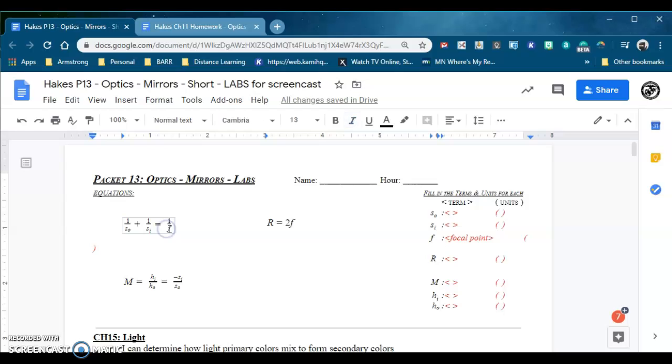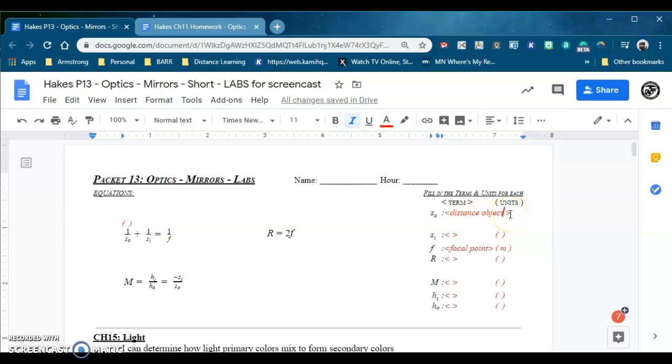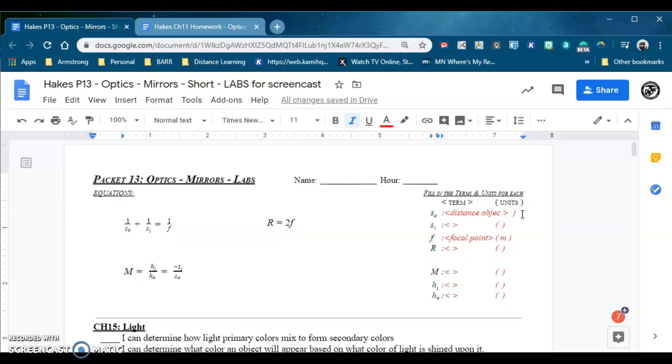And the focal point is going to be at some distance from our mirror, so the focal point is going to be measured in meters. Now, since this is a distance, it's going to have to do with the distance our object is from the mirror, and that's what SO is. It's the distance of our object from the mirror. And that will be measured in meters.